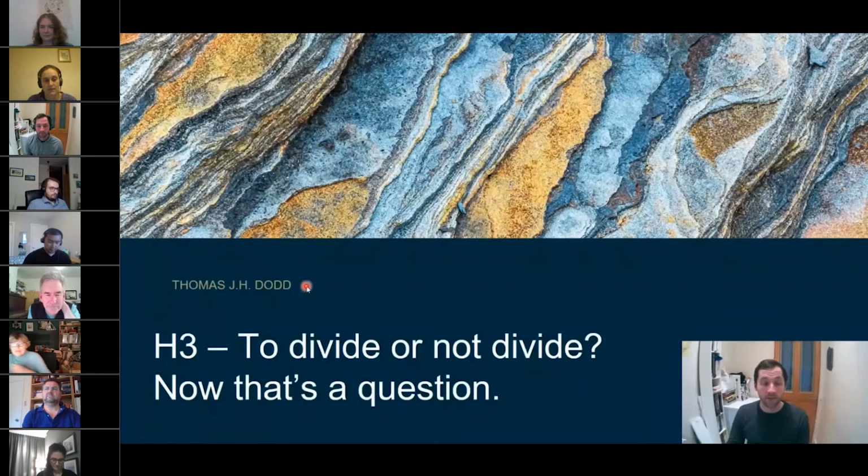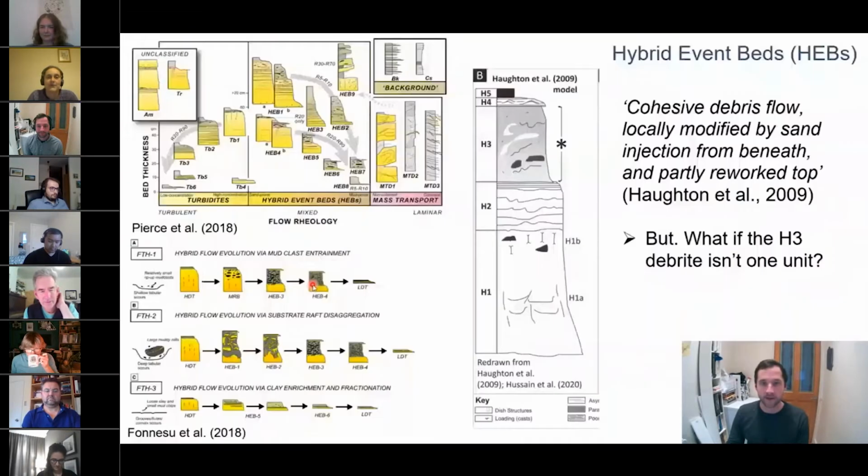I'm here to talk to you about H3, to divide or not divide, and that's a question. So H3 in the context of hybrid event bed models. In the original work by Horton et al. 2009, H3 was described as being deposited by cohesive debris flows that are locally modified by sand injection from beneath, and they had a partly reworked top.